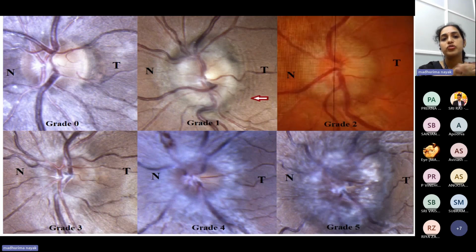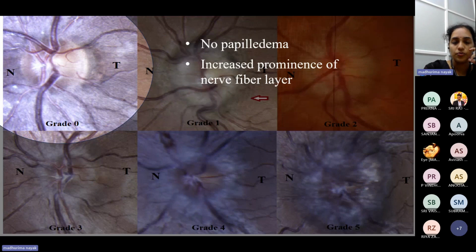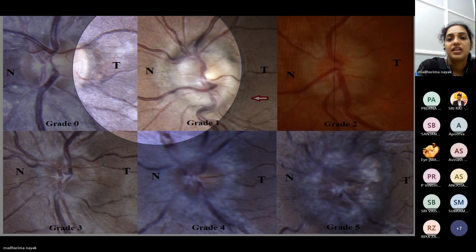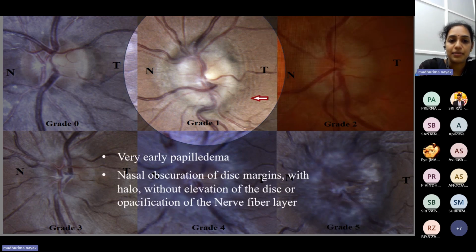Now this is a picture showing you the grades of disc edema. This was described by Frisén way back in the 1980s. The first grade is grade 0, when there is no papilledema, but there is an increased prominence of the nerve fiber layer. It looks like disc edema, but the disc is actually flat. Grade 1, or very early papilledema: I have marked N and T for nasal and temporal. There is only nasal obscuration of the disc margin, whereas the temporal is still okay. There is no halo there.